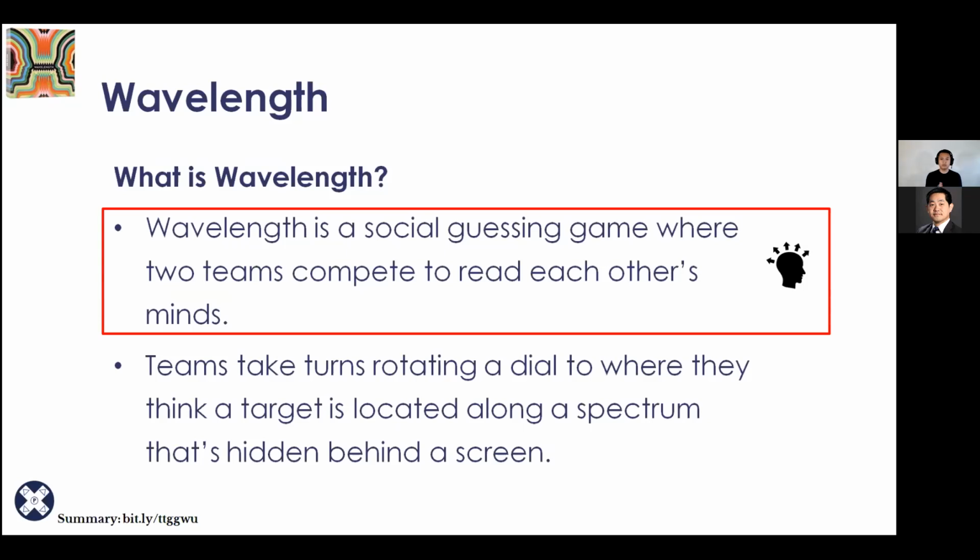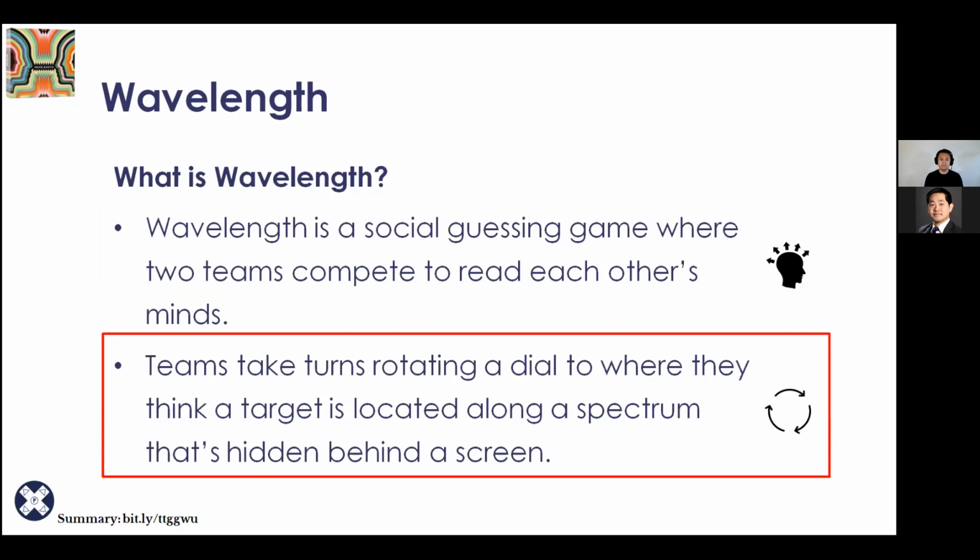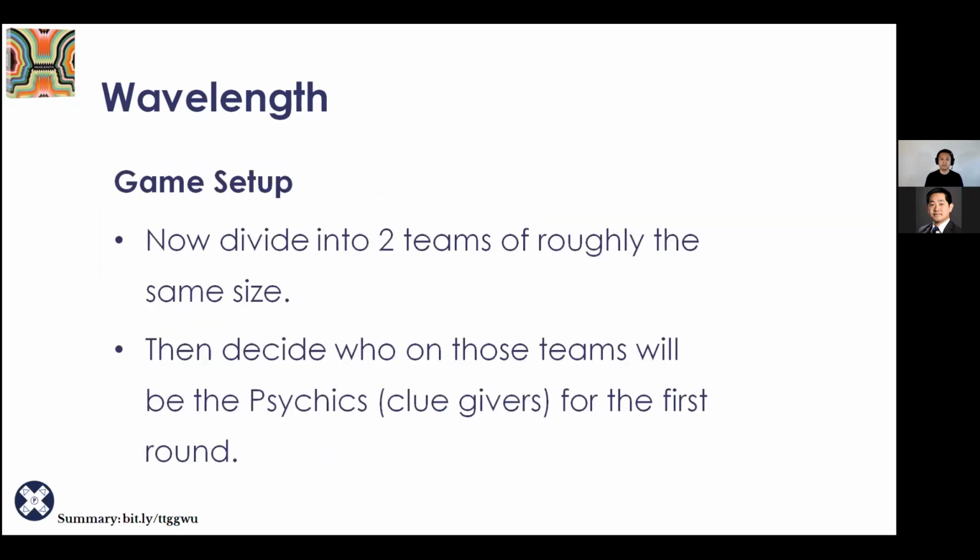Two teams compete to try to read each other's minds. Like the other games, but specific to this one, teams take turns rotating that dial to where they think the target is located on the spectrum, to see if they can hit that target directly behind the screen.